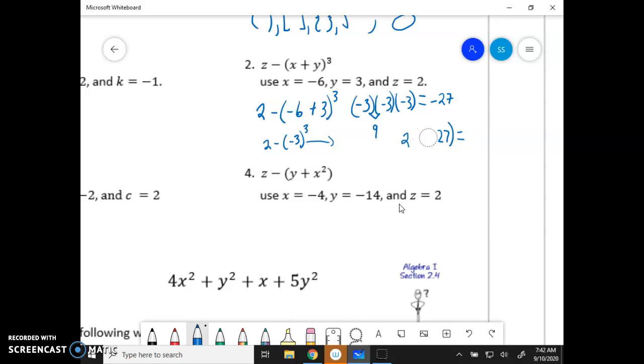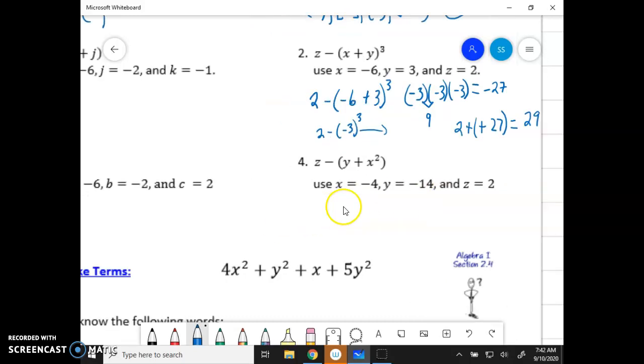But really what I want you guys to get in the habit of recognizing is that anytime you have a negative to the left of a grouping symbol, what you want to do is just change that sign and change all the signs in between. So if I'm going to change this to positive, I'm going to change this to positive. Okay, so now our final answer is 2 plus 27, which is 29. All right, moving on.